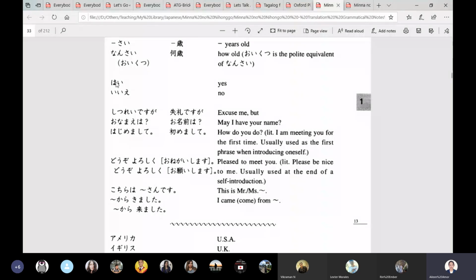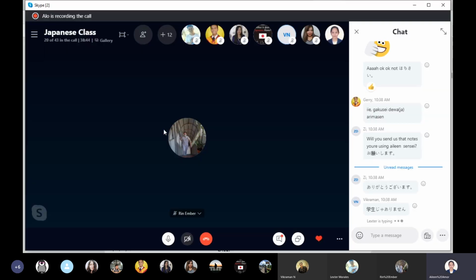Okay, so we proceed. Excuse me, but all right. So the translation in Japanese would be shitsurei desu ga. Okay, shitsurei desu ga. Okay. Yeah, daijoubu desu, Z-san. And then ja arimasen. Okay, daigakusei ja arimasen. Gakusei ja arimasen.